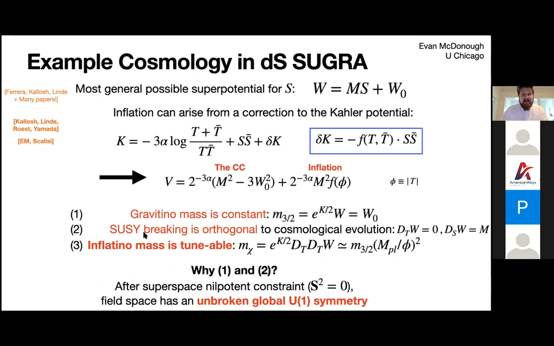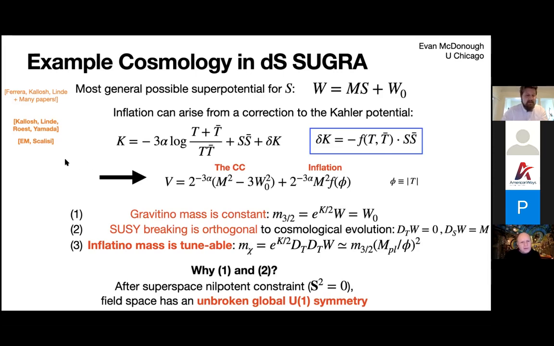I'll emphasize that features 1 and 2, that the Gravitino mass is a constant and SUSY breaking is orthogonal, come from the fact that after I impose this nilpotency constraint, the field space as defined by K has an unbroken global U(1) symmetry, which is this shift symmetry for the magnitude of T. This is something that we're still thinking about now, along with possible connections of this.